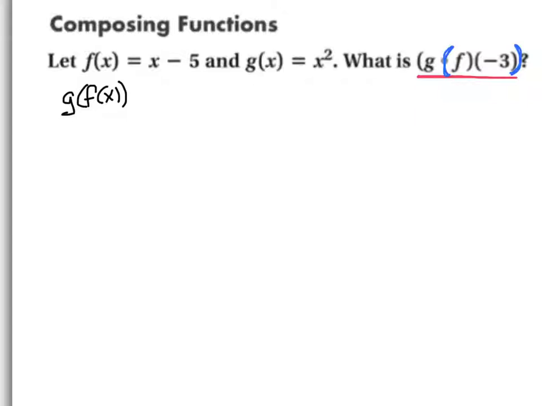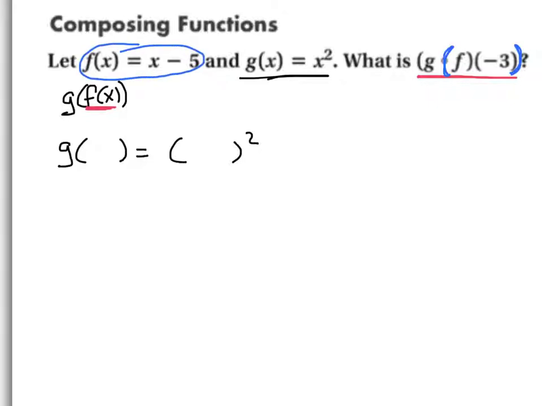So what I'm going to do to write this, I'm going to first write down g of x. But don't write the x's, because we're going to substitute in for the x's, right? So g of x is x squared. So that means I have g of something equals something squared. Well, what are we plugging into g of x? We're plugging in f of x. F of x is x minus 5. So g of f of x equals x minus 5 quantity squared.